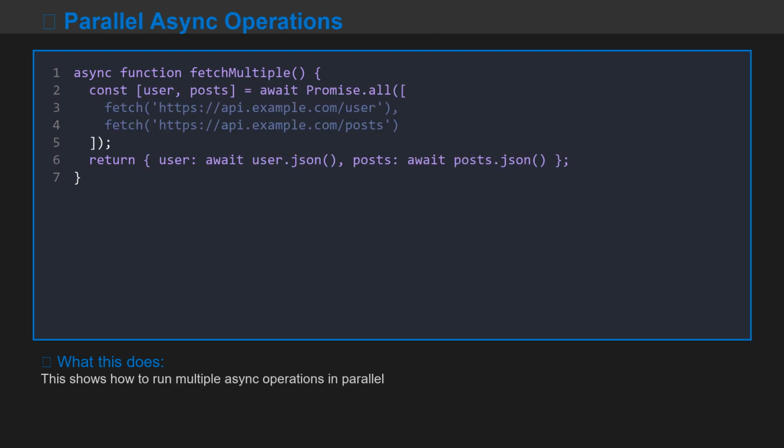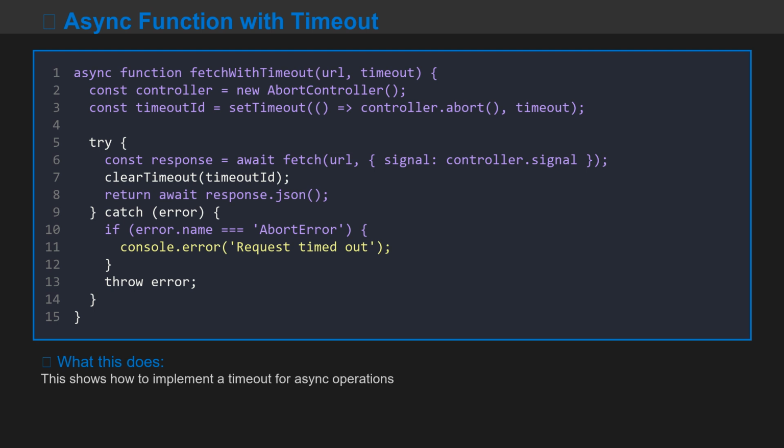Sometimes you need to run multiple asynchronous operations in parallel. We can use Promise.all to run them simultaneously and wait for all of them to complete before continuing. You can also implement timeouts for your asynchronous operations. Here we're using the AbortController API to cancel the fetch request if it takes too long.